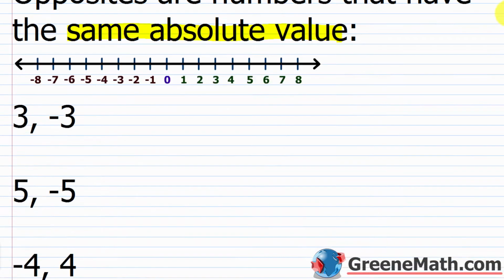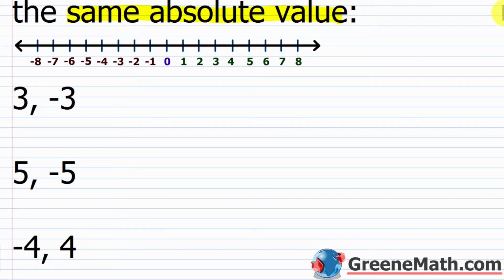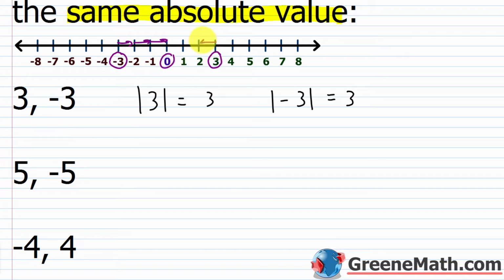Now, I want to show you a couple of examples here, and you could come up with as many as you wanted to, but something like 3 and -3. If I take the absolute value of 3, it's equal to 3. If I take the absolute value of -3, it's equal to 3. So 3 and -3 are opposites, and they have the same absolute value. And again, you can show that on the number line. You can go up here and say, okay, well, this is 3, this is -3, and each is 3 units away from 0. This is 1, 2, 3 units away from 0. And this is 1, 2, 3 units away from 0 as well.